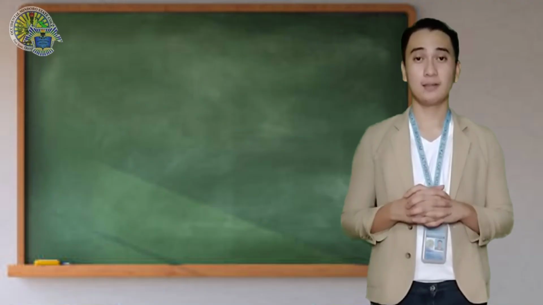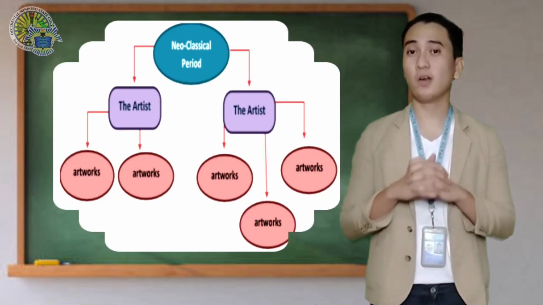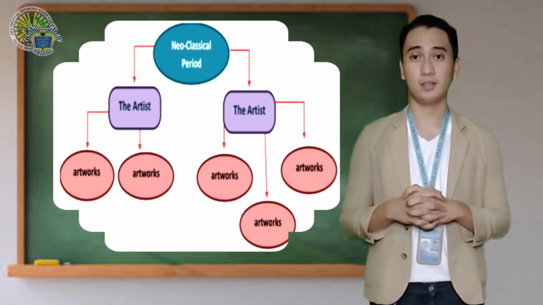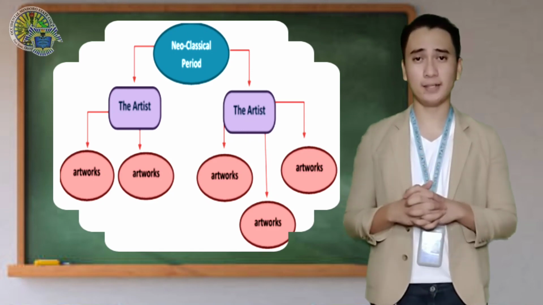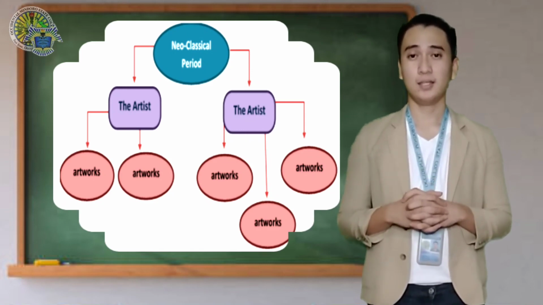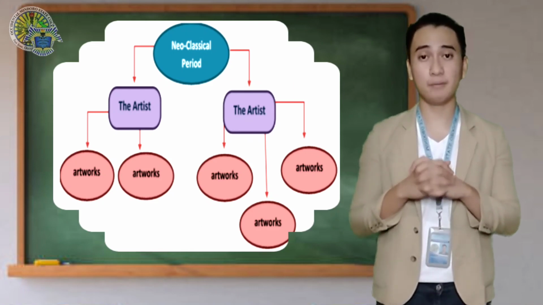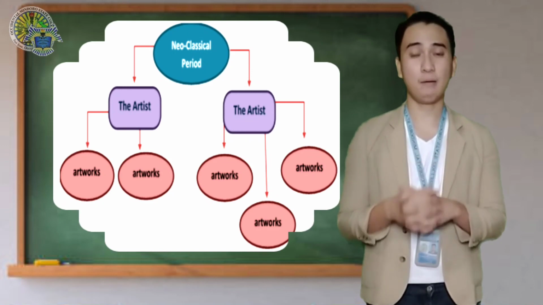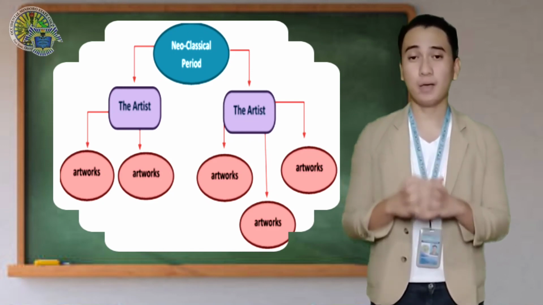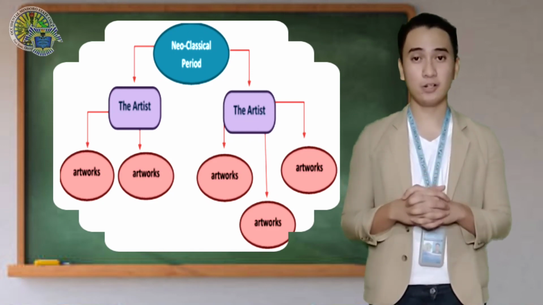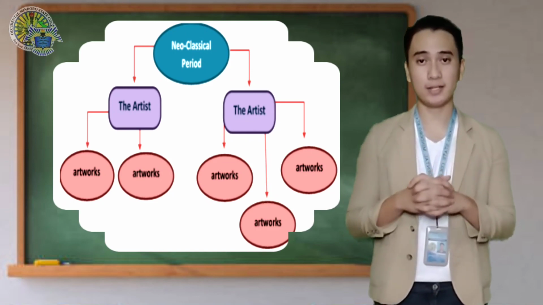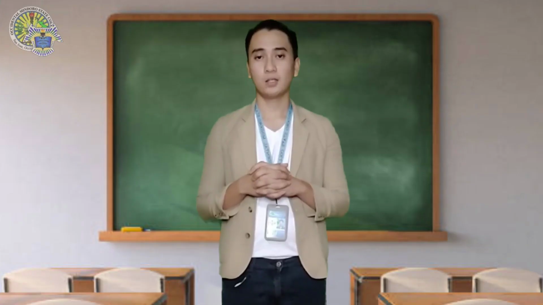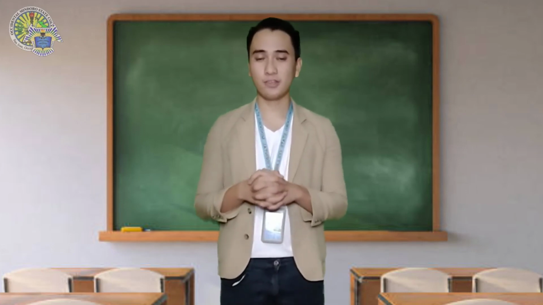Very good, class. Now, we will have a short quiz. The objective of this quiz is to assess your understanding about Neoclassical arts. All you have to do is to put all of your ideas about Neoclassical arts. In the big circles, or the two big boxes, you will write the artist, while the small circles are the examples of their artworks. Much better if you can add more circles to have more ideas about the artist or their artworks. Screen capture or picture your answer and comment down below.